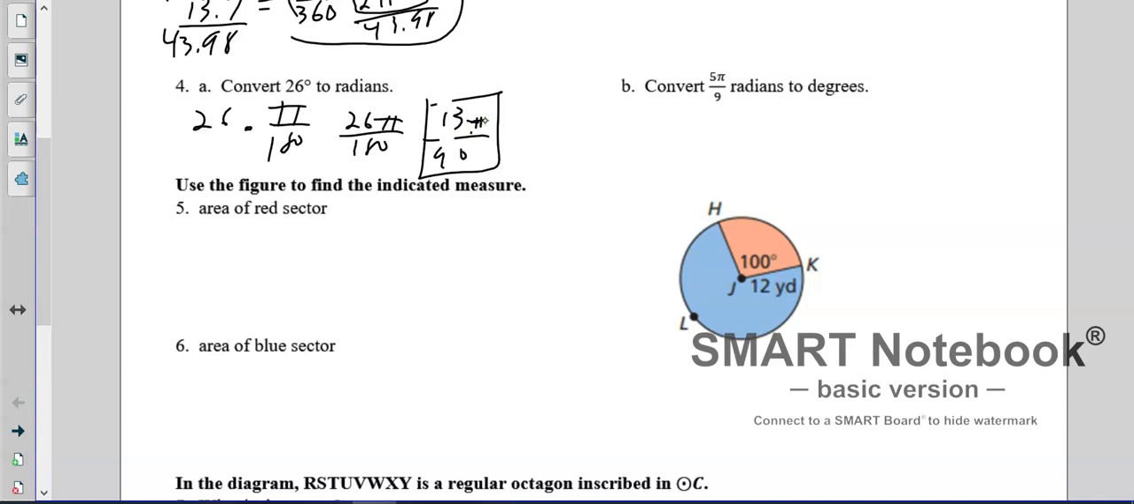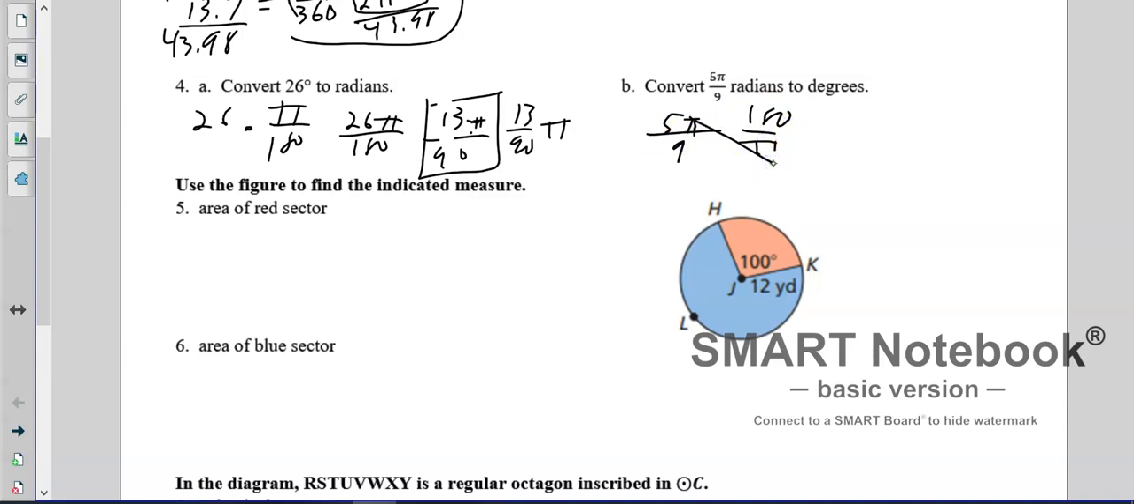And if you just wrote as a fraction 13/90ths pi, like this, that would be fine. That works also. It's up to you. All right, now going the other way. We have 5 pi over 9. So we're going to do 180 over pi. Just go in the opposite direction.